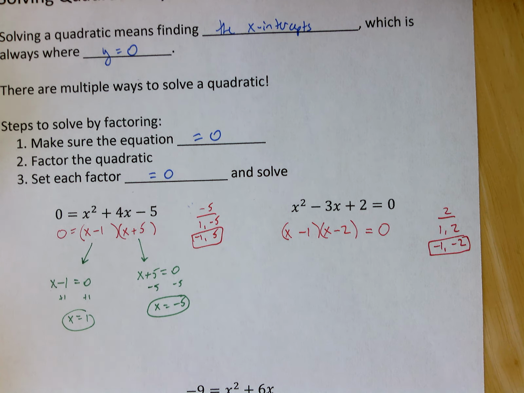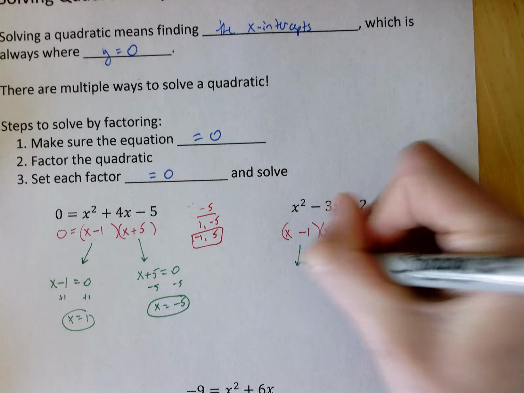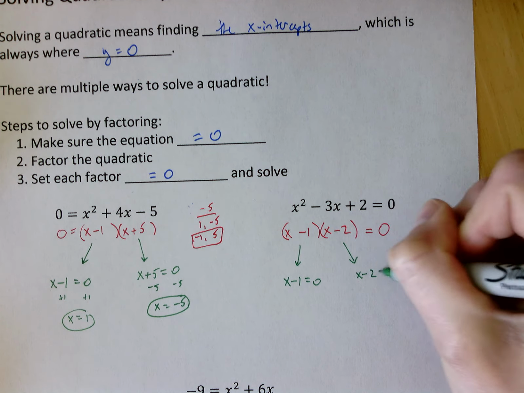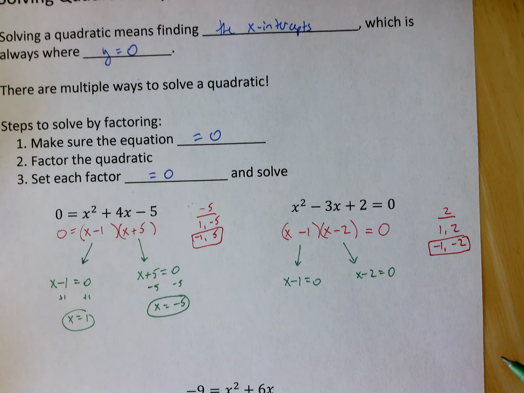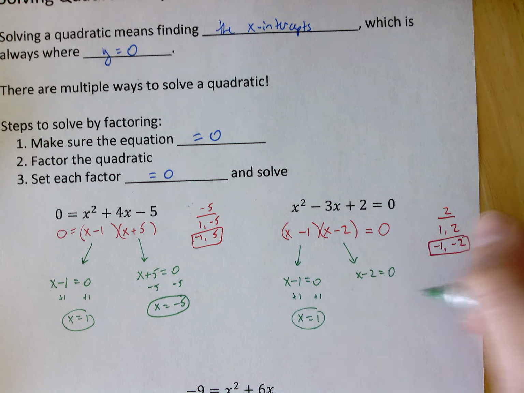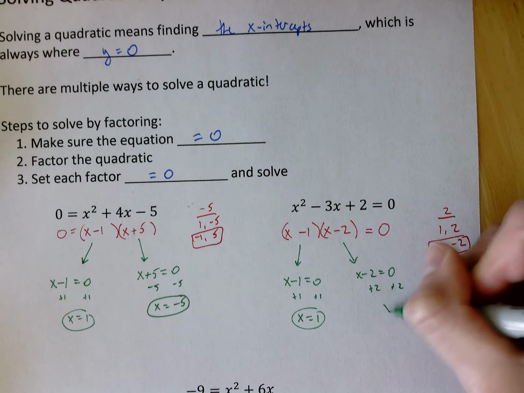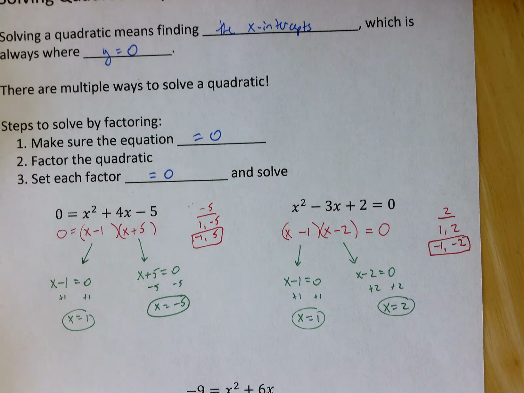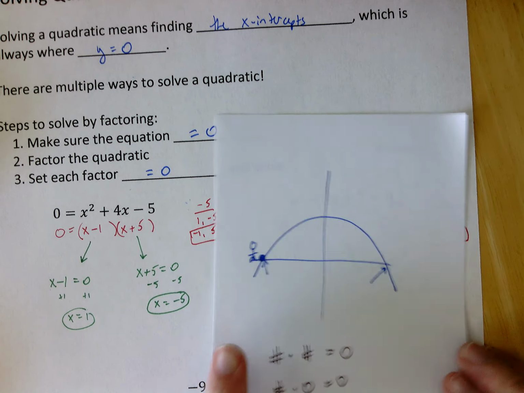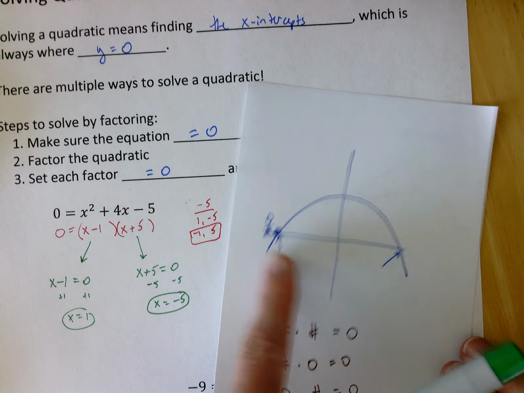All right, and now that I've got it factored, I'm going to set each of those factors equal to 0. So either x minus 1 equals 0 or x minus 2 equals 0. Okay, easy solve. I'm going to add 1 to both sides. x equals positive 1. This one, I'm going to add 2 to both sides. x equals positive 2. So those are my two solutions to this quadratic. And again, what does that mean in terms of your graph? Well, it's telling me that this football or whatever it is hit the ground at positive 1 and positive 2.